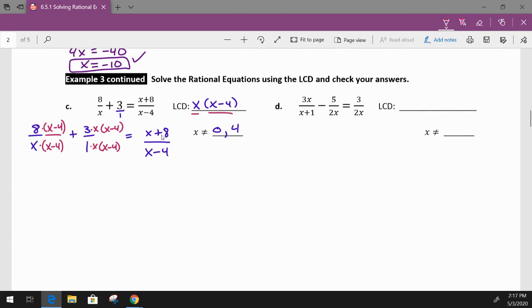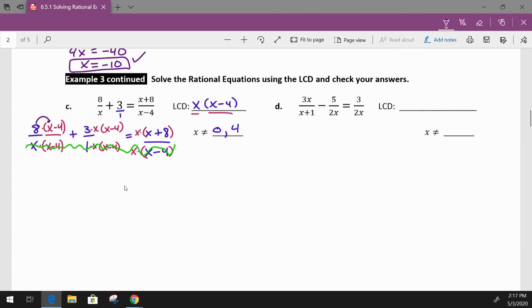The third fraction has an x minus 4 in the denominator, so we just have to multiply it by x. So now if you compare all the denominators, are all the denominators equal? Yes. So once they are all the same, we can eliminate them. Go back to your numerator. Now there's a lot of math going on here.